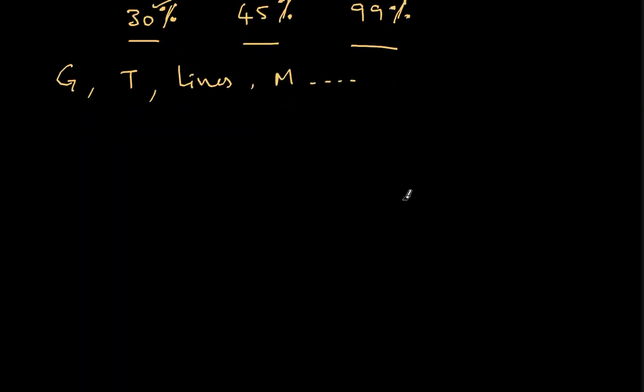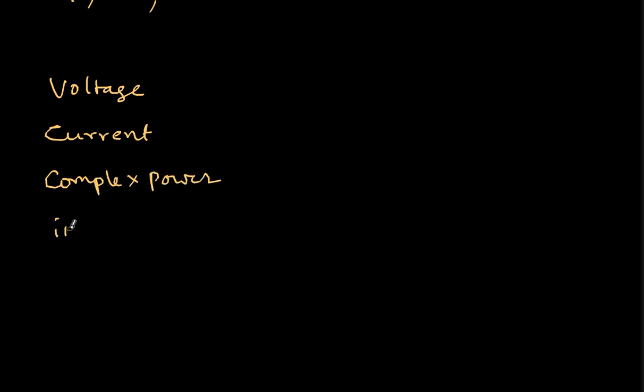So let me now go into the further detail. In power systems we have voltage, and we have current, and we have complex power, that is in an AC system, and we have impedance. So all these four are actually complex numbers. You have seen that several times. Whenever you are talking about AC, voltage, current, power, and impedance, they are all complex quantities.